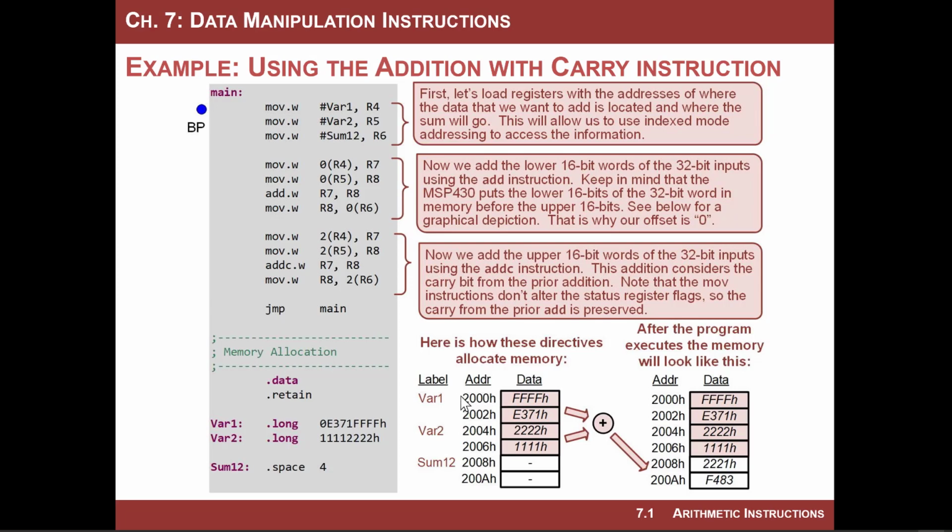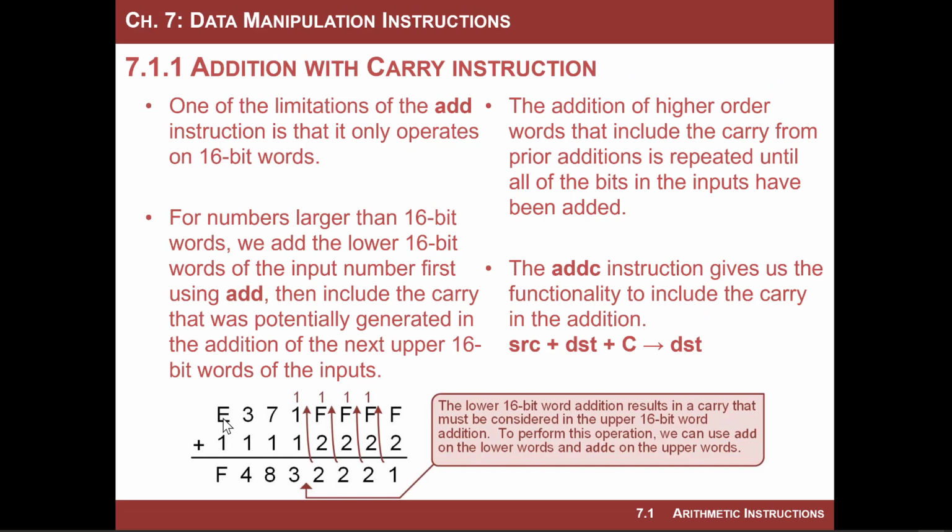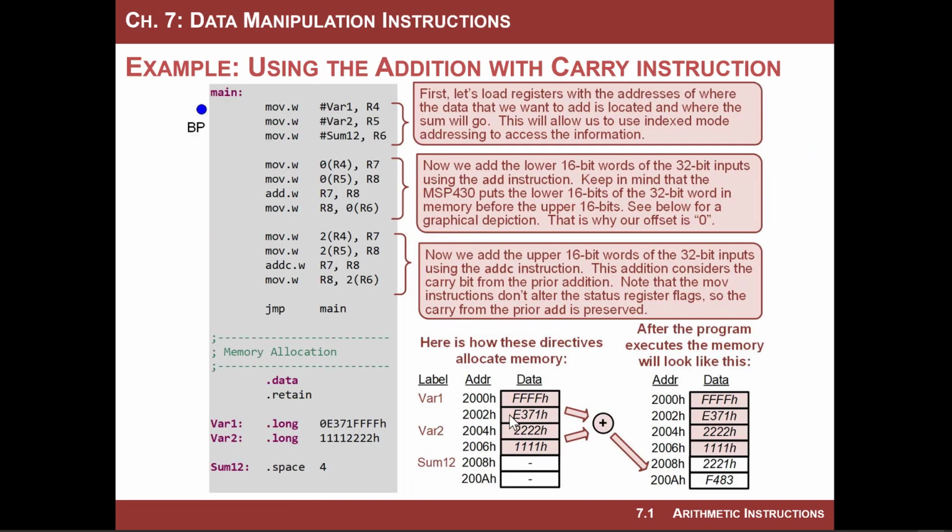Okay, let's put this in data memory. And then I'm going to put the high 16 bits in the address right after it, 2002. So let's look at how this looks. My number is E371FFFF. And the way that I put it in here is I put the lower 16 bits first, and then I put the higher 16 bits second.